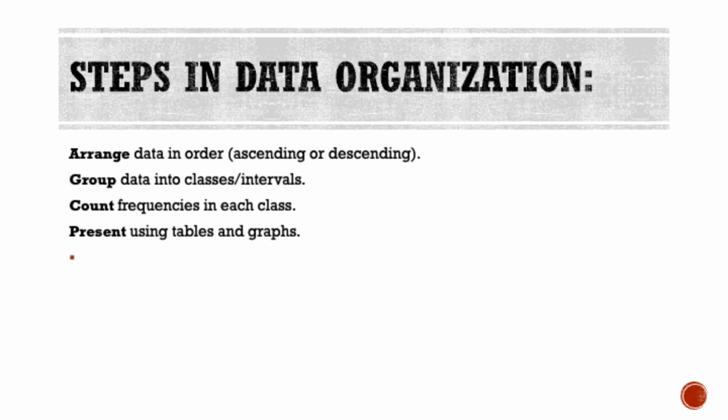The steps in data organization are straightforward. First, arrange data in order, either ascending or descending. Second, group data into classes or intervals. Third, count the frequencies in each class. Fourth, present the data using tables and graphs. This systematic approach transforms raw, chaotic data into organized, meaningful information that can be analyzed and interpreted.